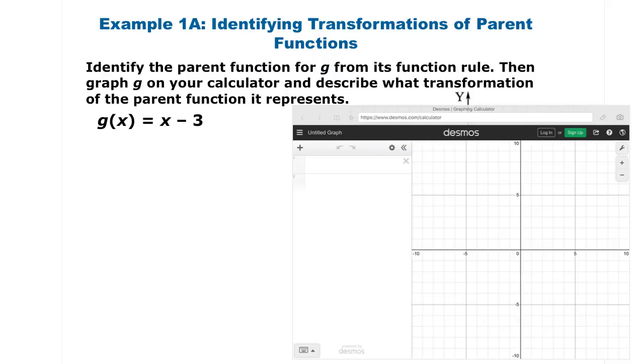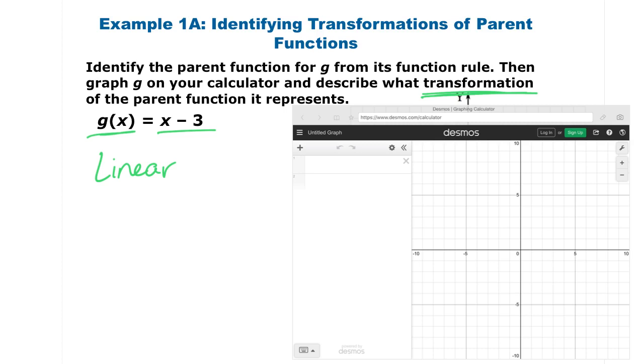Our first example is asking us to identify the parent function and describe what transformation is happening. Remember that a transformation is how the function is moved. Is it up, down, left, right, made narrower, made wider? What's happening there? So first, looking at function g of x, I see that it's just plain old x in there. It's not x squared, it's not x cubed, it's just plain old x, which tells me that this is going to be linear.